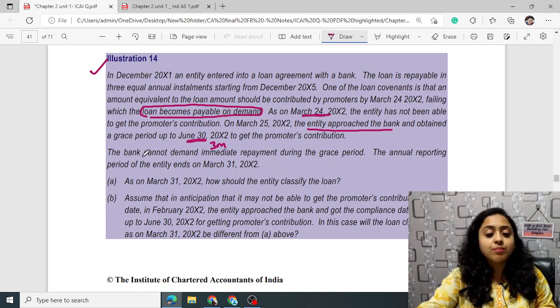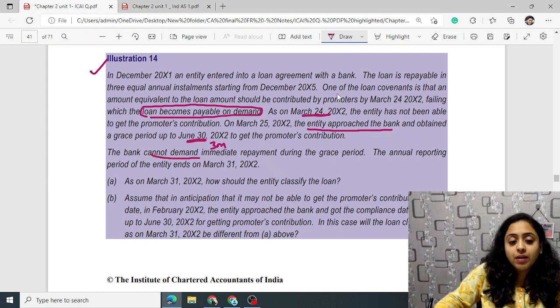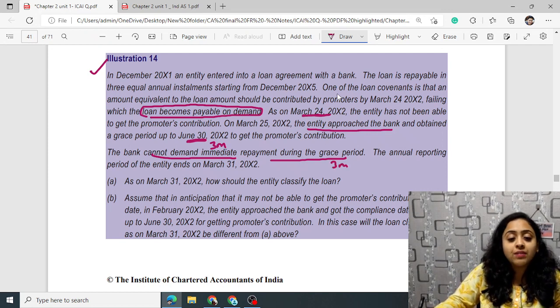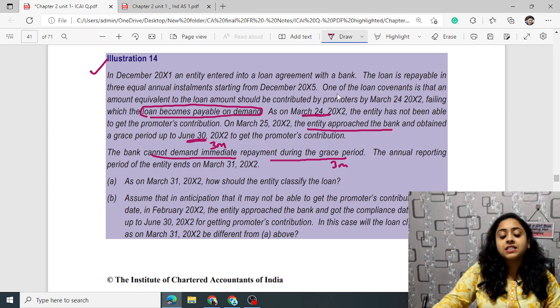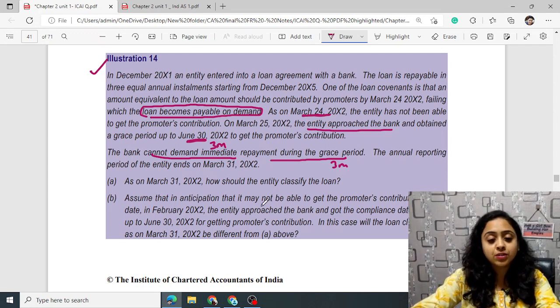Okay, as on March 30, the bank cannot demand immediate repayment during the grace period. During the 3 months, the bank cannot demand the repayment. The annual reporting period of the entity ends on 31st March 2002. Assume on 31st March 2002, how should the entity classify the loan?